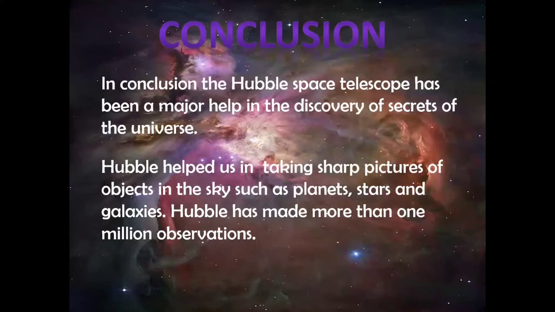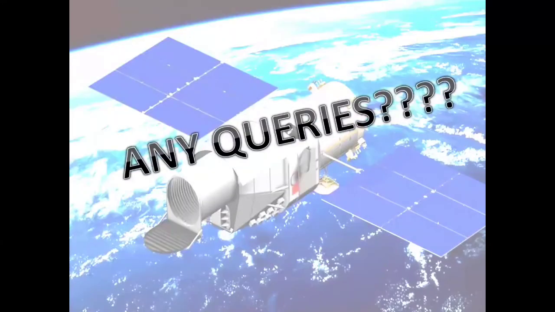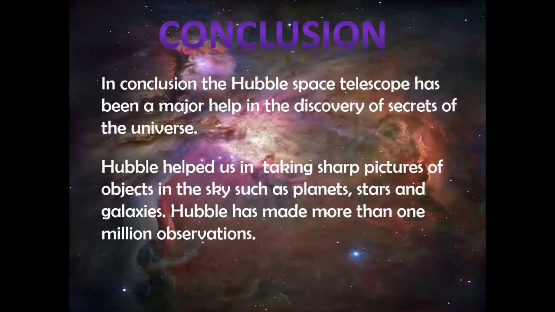Coming to the conclusion, despite its flawed early history, the Hubble Space Telescope performed well, yielding much scientific data and beautiful images. However, the Hubble Space Telescope will not last forever. In conclusion, the Hubble Space Telescope has been a major help in the discovery of the secrets of the universe. Hubble helped us take sharp pictures of objects in the sky, such as planets, stars, and galaxies. It was a major turning point in science because it has greatly changed humans by allowing many important discoveries to be made and many new technologies to advance and develop.